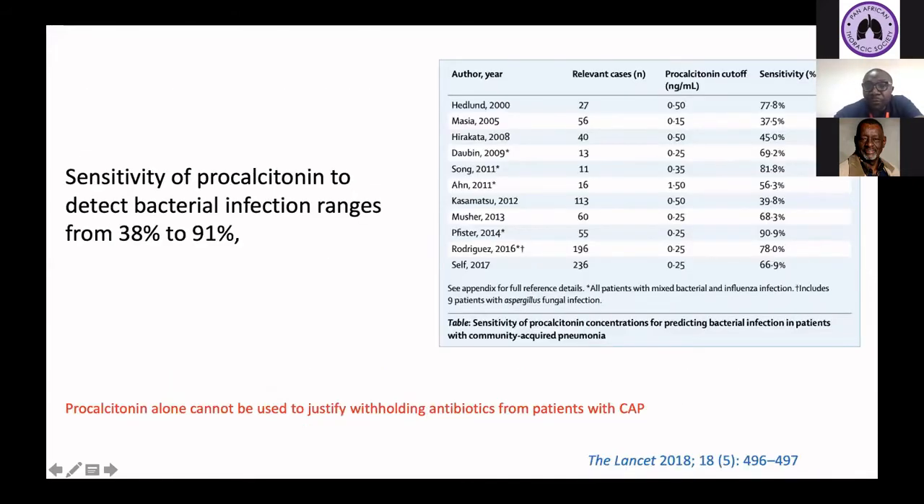In this review published in the Lancet in 2018, they saw that the sensitivity of procalcitonin to detect bacterial infection ranges from 38% to 91%. And finally, we could see from the recommendations of ERS and ATS that procalcitonin alone cannot be used to justify withholding antibiotics from patients with CAP.